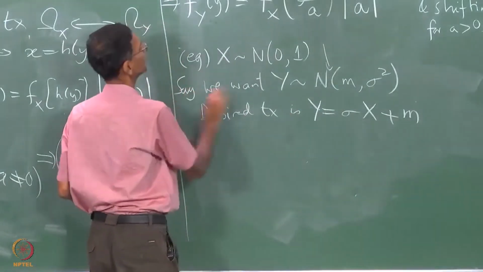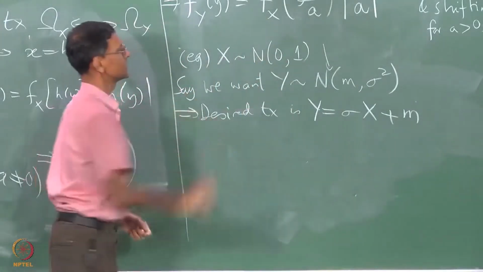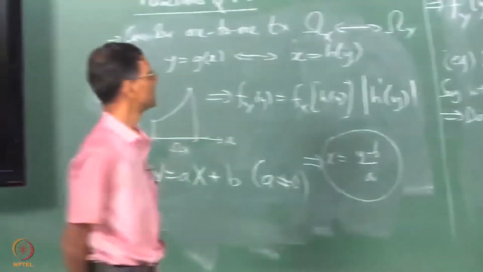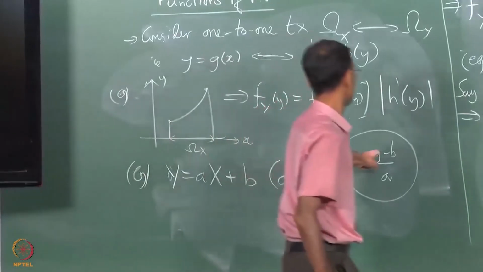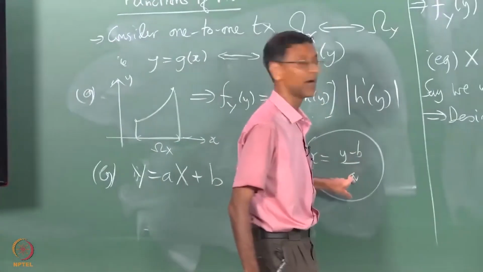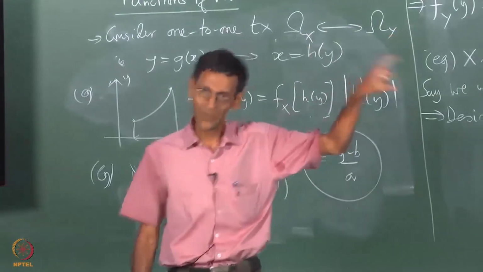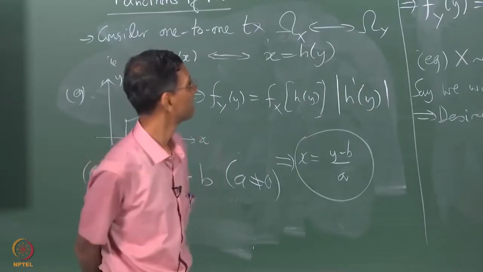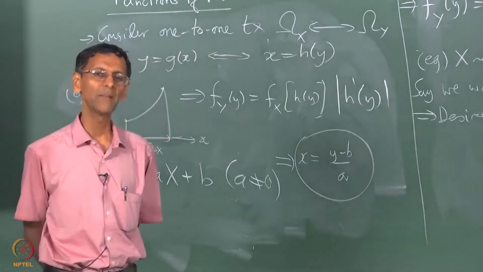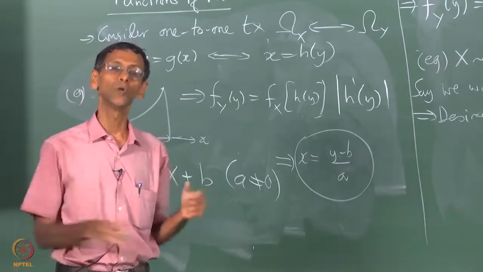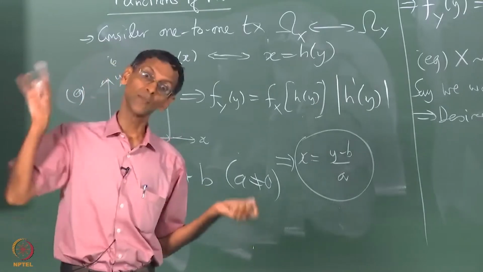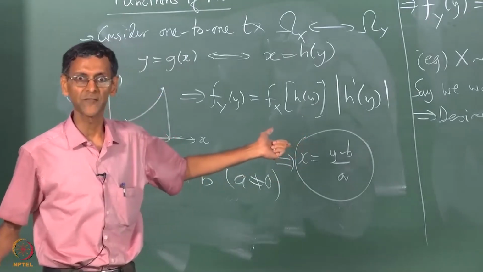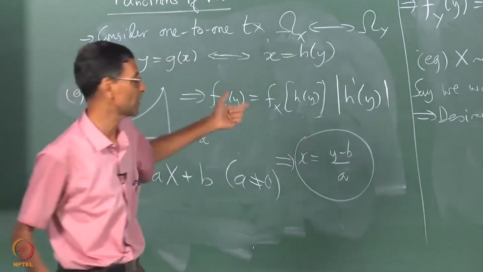Let me put it here. Say we want this, then the desired transformation is this. So y minus b, y minus m by sigma in the exponent is exactly what is there in f_Y. You start with e power minus x squared by 2, and you go to e power minus (y minus m) whole squared by 2 sigma squared. So I think it should be obvious. You just look at it for a minute, you will see this, no issue at all.